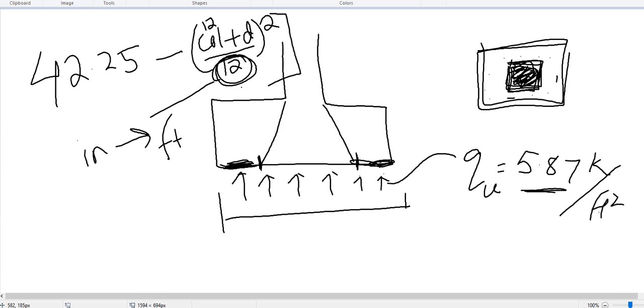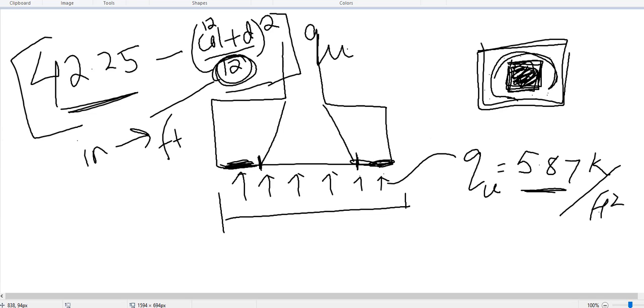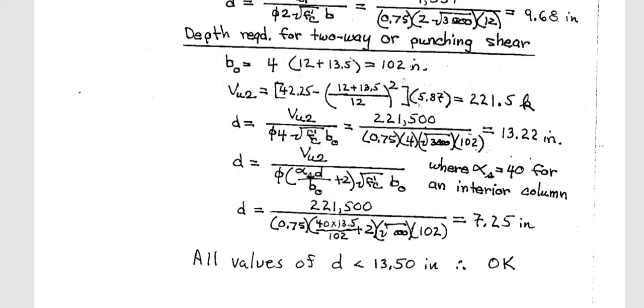So then the deduct of this and this will be this area, the white portion, times my QU will be my punching shear force. So hopefully you understood. This is very critical, so I clarified it. Yeah. So this is 221, your punching shear force. Now we will calculate what is the depth required for punching shear force.